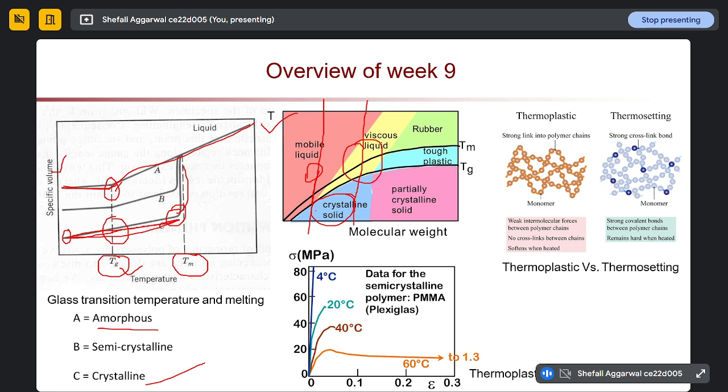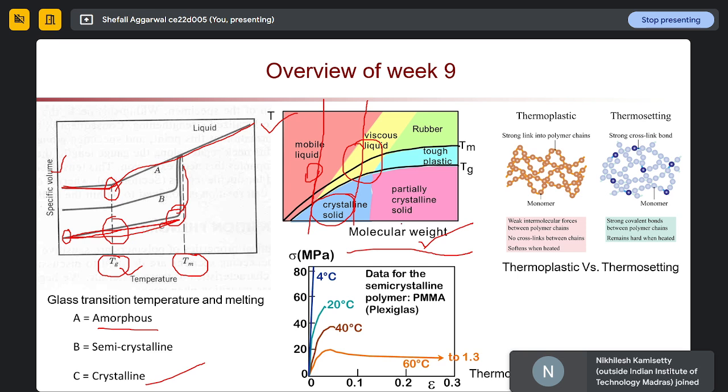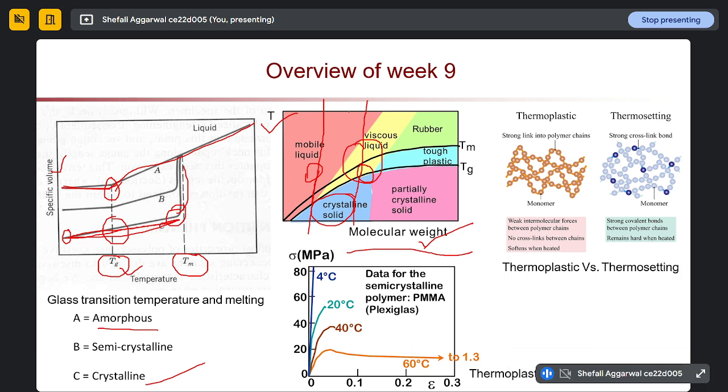So the same crystalline solid at a smaller molecular weight will directly convert into the liquid. However, if you are increasing the molecular weight or if you increase the chain length, what is happening? There are chances that it will have a glass transition temperature. It will change into viscous liquid before converting into the proper liquid.